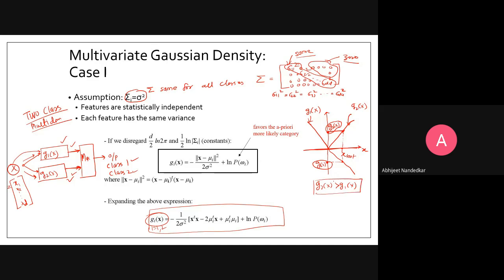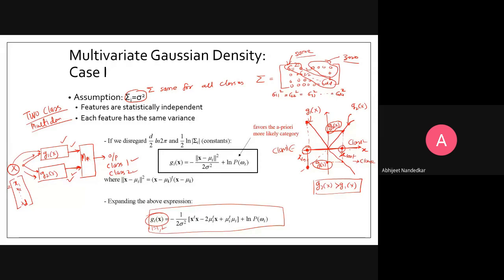So I will declare this x test as belonging to class 2. Now suppose you have another input coming to you, x test dash, which is lying here. Then you will see that now g1(x) has more value than g2(x). g2(x) will be this much, on the negative side, and g1(x) is now positive. So in this case, g1(x) is the winner. So this particular input belongs to class 1, and the other input belongs to class 2.